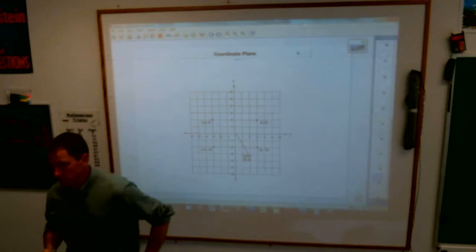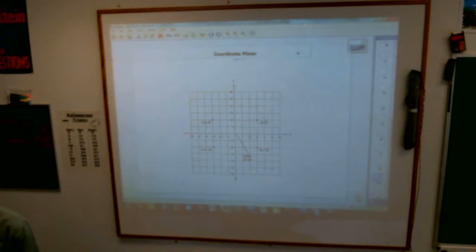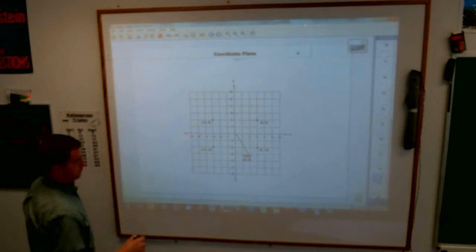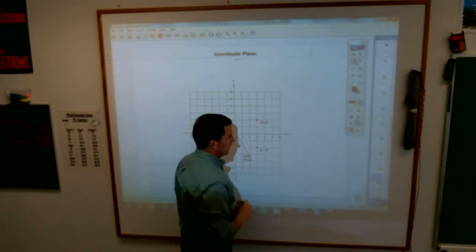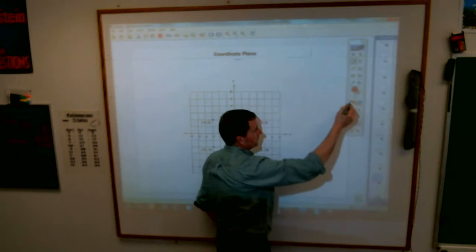Notes here, here are some things you need to know about the coordinate plane. I'm pretty sure we've already done coordinate plane stuff, have we not? Yeah, sure we have. Alright, first a couple definitions here.